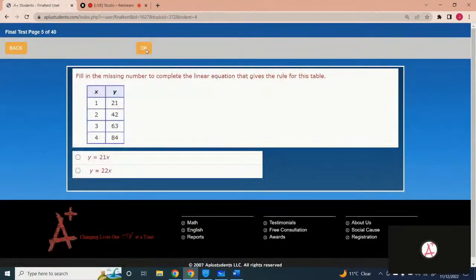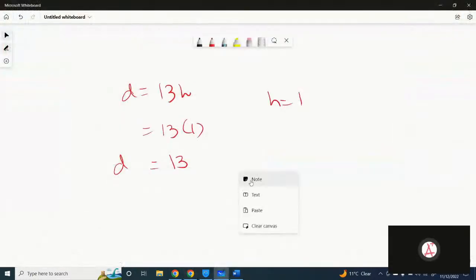Okay, the next one is find the missing number to complete the linear equation that gives the rule for the table. X equals 1, 2, 3, 4, and Y equals 21, 42, 63, and 84. So which option is the correct one? Y equals 21x or y equals 22x. You can just check by putting the values into the options.